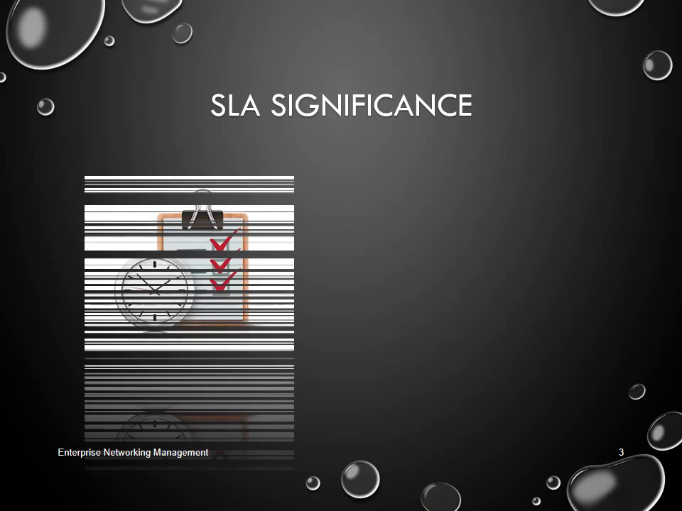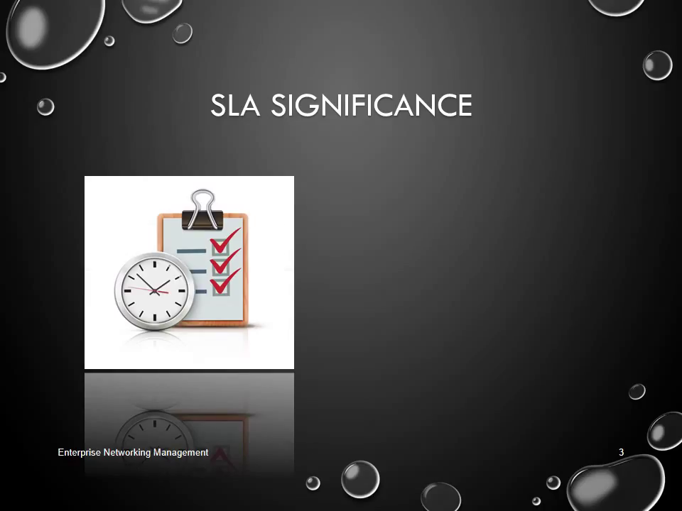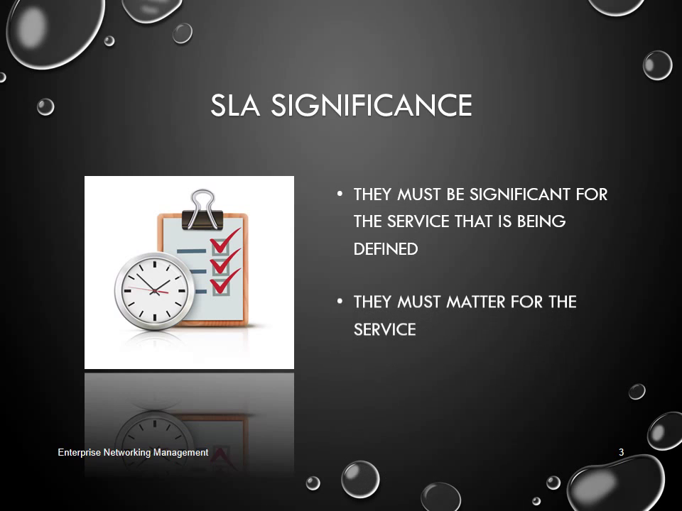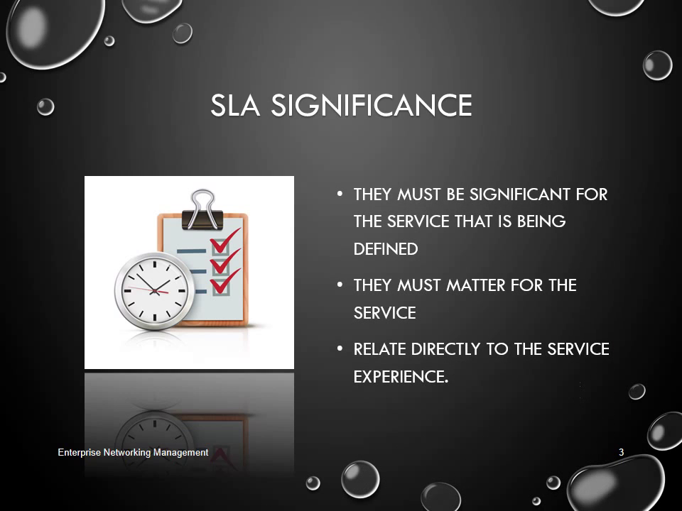Let's identify service level parameters. An SLA is intended to specify performance, expectations, responsibilities, and metrics. It ensures all parties have the same understanding and improves each party's ability to reach intended goals. Note here that if you are not able to measure that service, then it will be very difficult to hold parties accountable. Here, significance means that it must be significant for the service that is being defined. They must matter for the service.